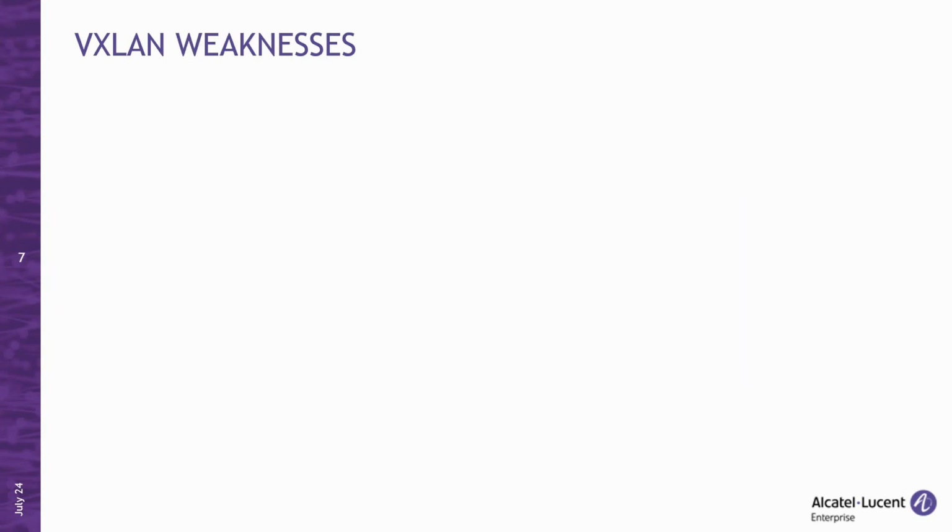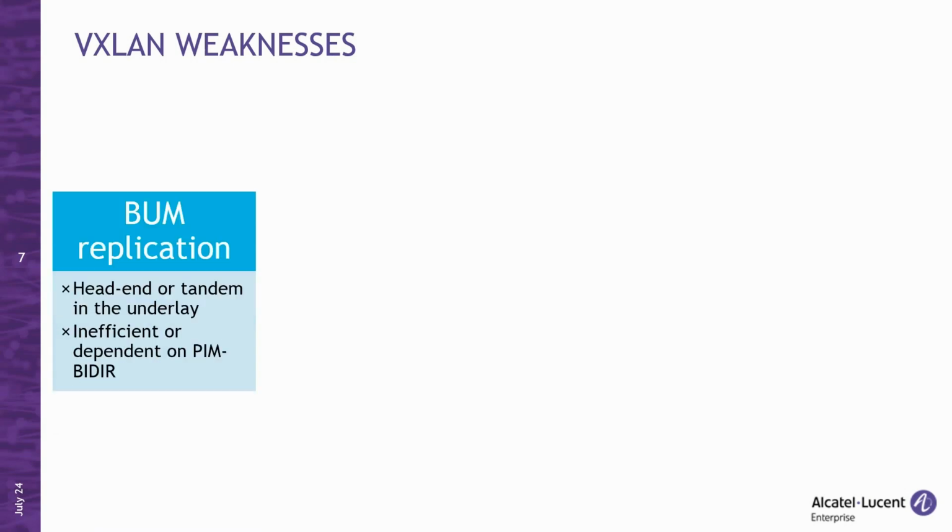So VxLAN alone is a data plane concept. It's not intelligent enough to dynamically learn endpoint reachability information and relies on data plane learning. So let's look at a few weaknesses that VxLAN has without the use of a control plane protocol. First, in terms of BUM replication, there are two methods. BUM stands for broadcast, unknown unicast, and multicast. The first is to use head-end replication, which replicates the BUM traffic once for each receiver and sent as unicast. It's inefficient in terms of bandwidth utilization. The second option is to use tandem replication, which is dependent on a multicast-enabled underlay and requires manual mapping and configuration of the underlay, which increases the complexity.